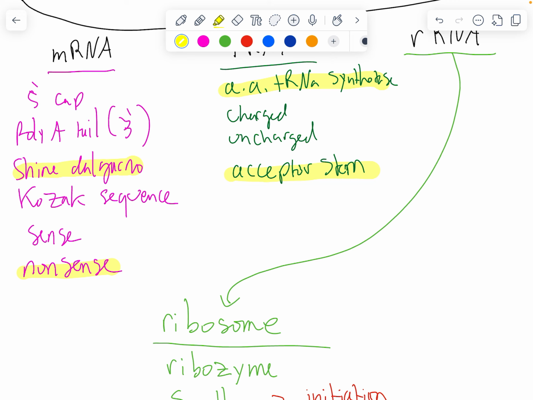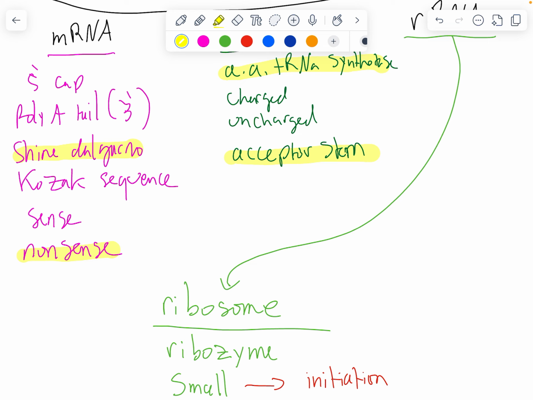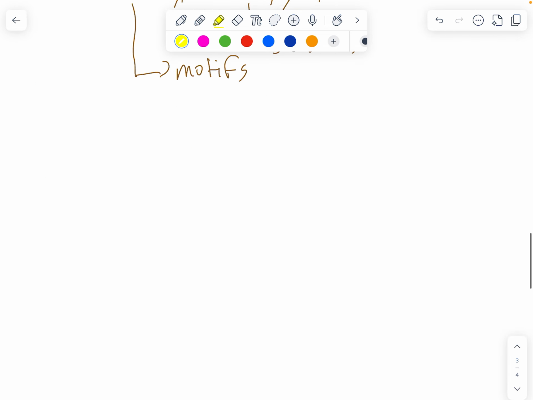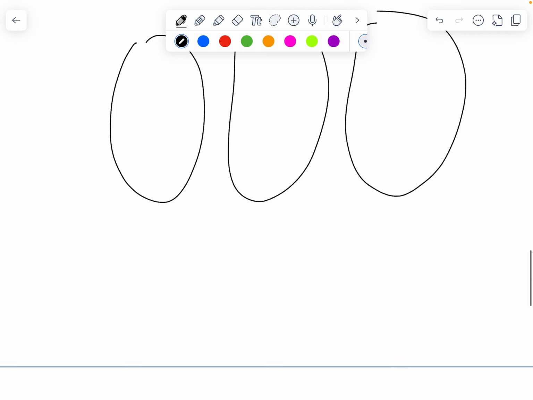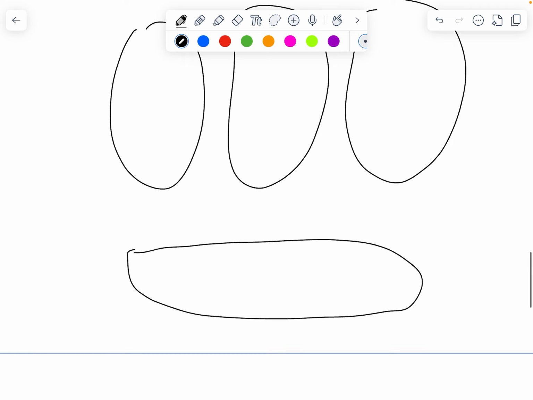And so I have some regions also in my untranslated regions, and one of those is the Shine-Dalgarno sequence if I'm talking about a prokaryote, or the Kozak sequence if I'm talking about a eukaryote. And the Shine-Dalgarno sequence is at the front. It's in the 5' untranslated region, and it recognizes the small subunit. So if I have my ribosome, those are my 3 sites of my large subunit, and then this is my small subunit.